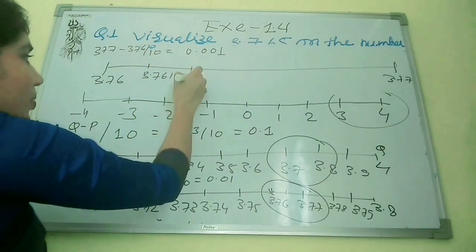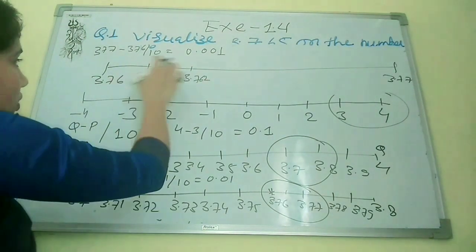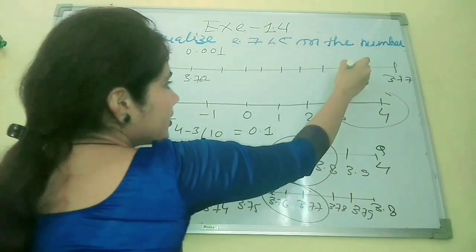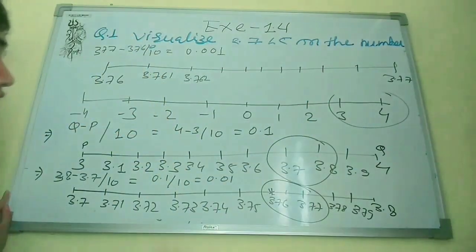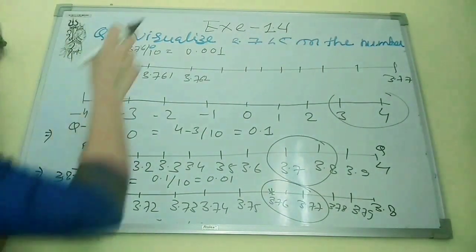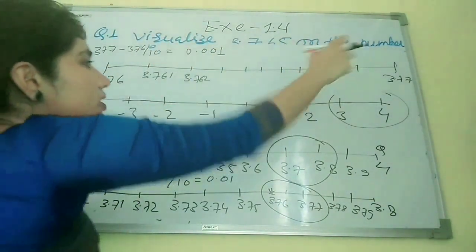3.761, 3.762. We are dividing in 10 equal parts and we are marking 9 digits. 1, 2, 3, 4, 5, 6, 7, 8, 9. Sorry, 10 equal parts, and for that we are marking 9 digits between these two digits.